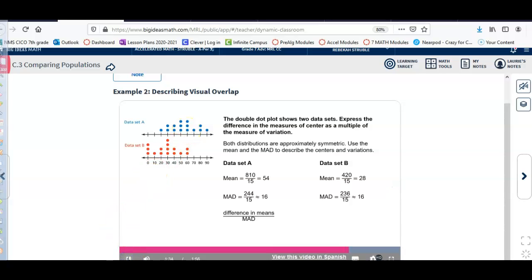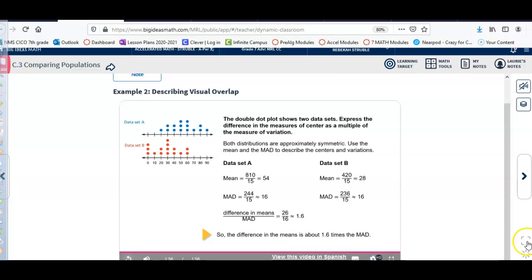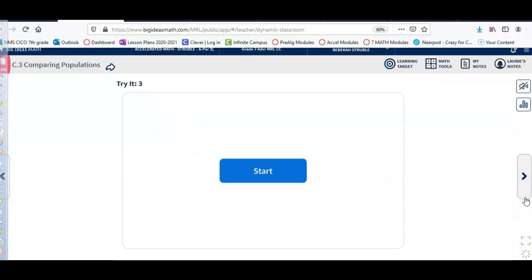The difference in the means is 26, and the mean absolute deviation is 16. 26 divided by 16 is approximately equal to 1 6/10. So the difference in the means is about 1 6/10 times the mean absolute deviation. So yep, there's that small number. That tells us there's quite a bit of overlap in this data. And then you would do the try it again.